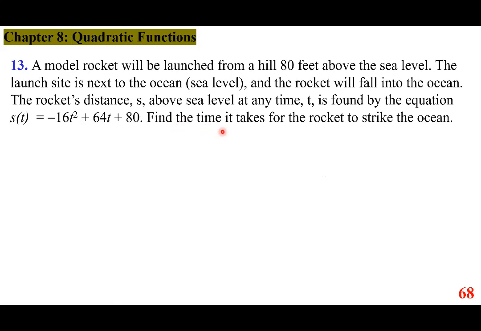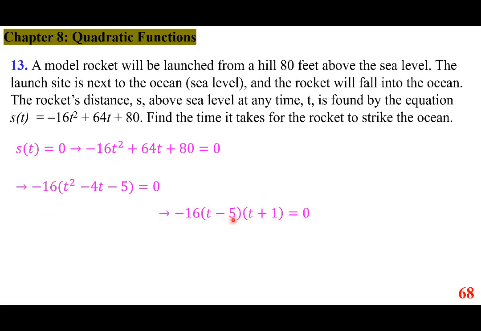Thank you so much. It does it when the distance is 0. So you set it equal to 0 and you solve. That means you factor out the negative 16 first. So first understand the meaning of that and why we set it equal to 0. Now this is an easy solve. We do the factoring and there are two answers, t equals 5, t equals negative 1. Can't be negative 1. So we have only one answer. It means the time it takes for the rocket to strike the ocean is 5 seconds.